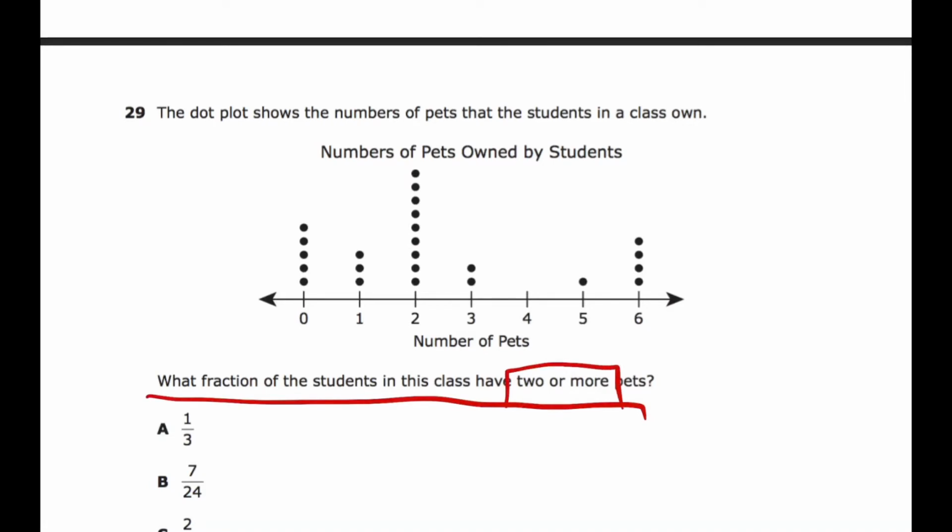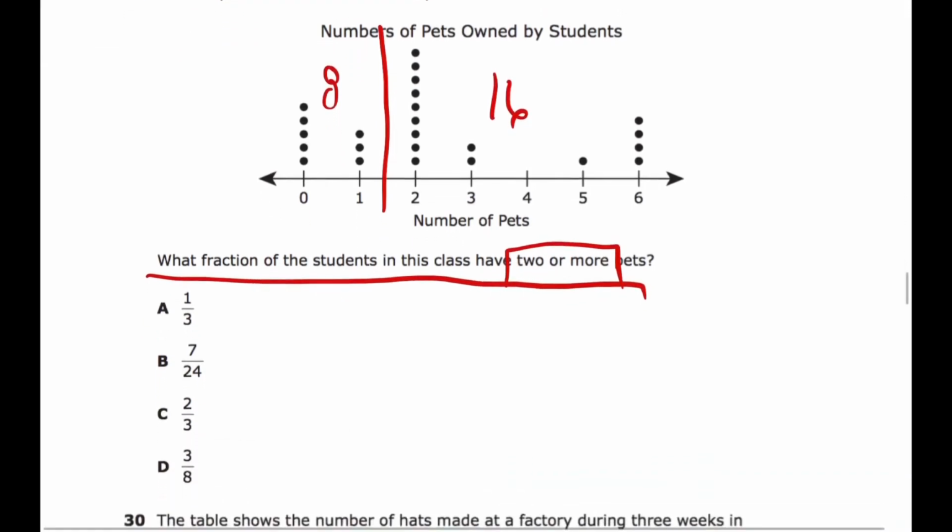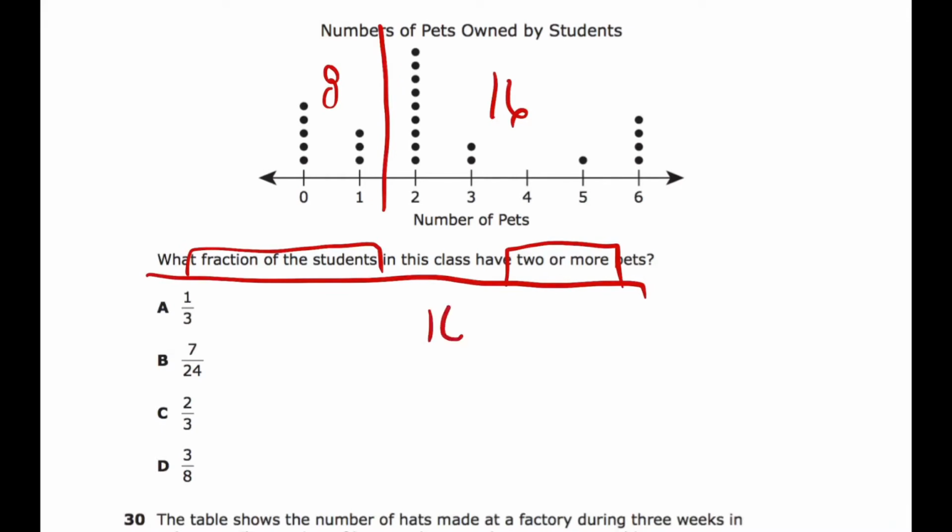And so I'm looking at 2 or more. So looks like 8 students with less than 2. And then 9, looks like 16 students with 2 or more pets. But it asks me what fraction of the students. So looks like 16 have 2 or more out of a total of 24 students. Well, 16 out of 24 is not one of my answer choices. So that means I am going to need to simplify.